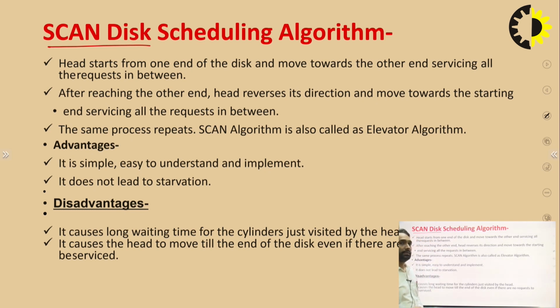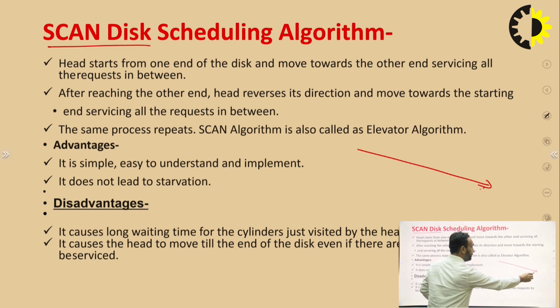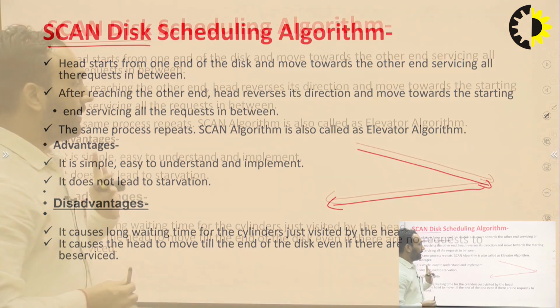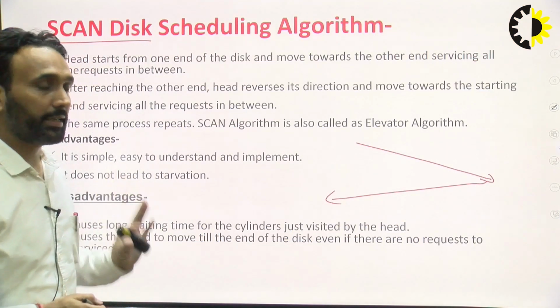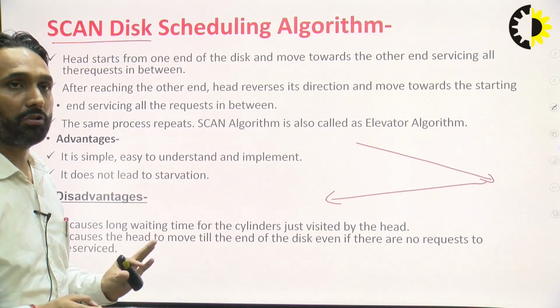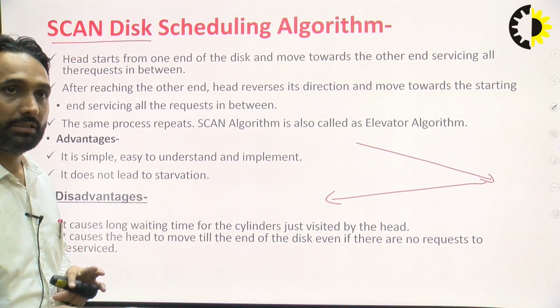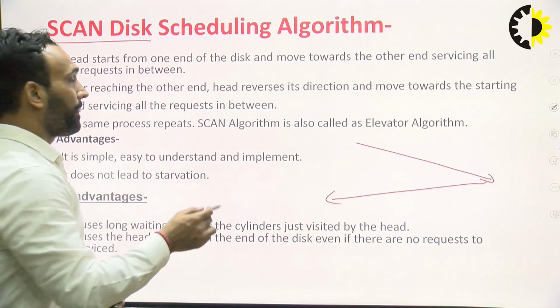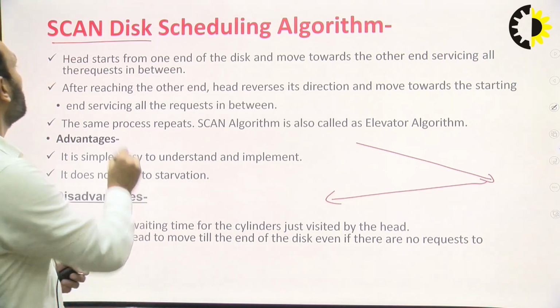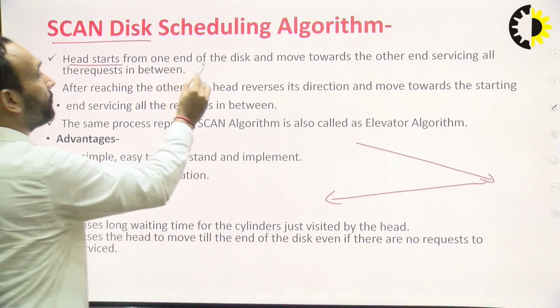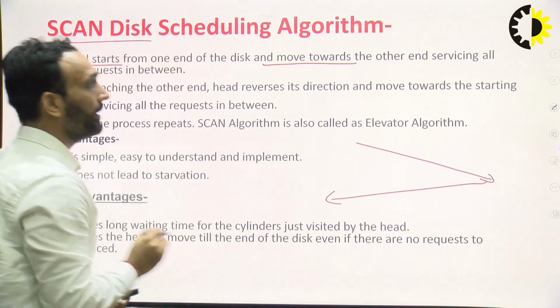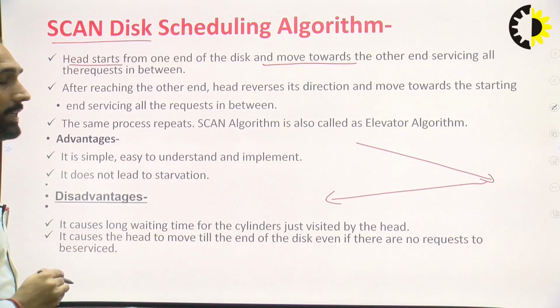In this method, once the head starts moving to the right side, it goes to the right and comes back to the left side. It means it will follow only one direction at a time and cover all the head locations that lie on that side. As per the definition, the head starts from one end of the disk and moves towards the other end, serving all the requests in between.